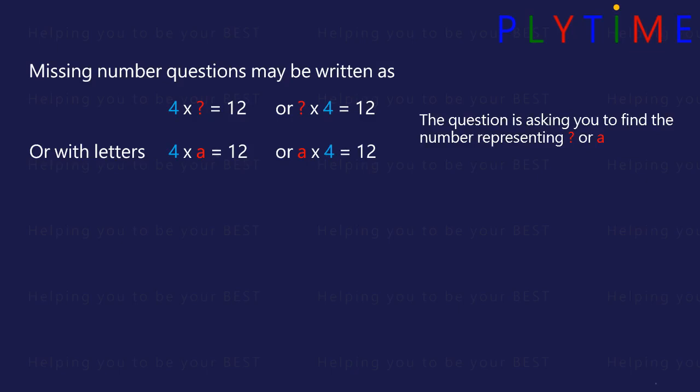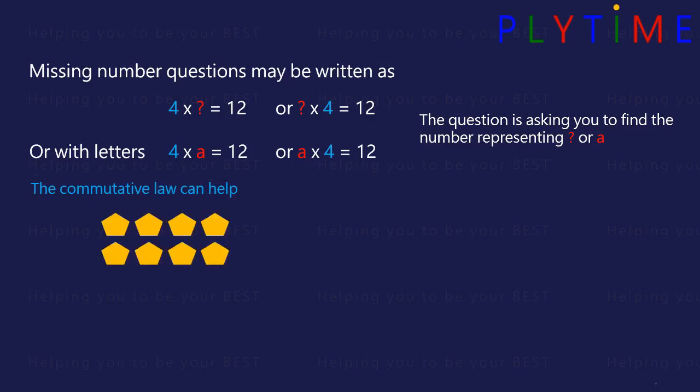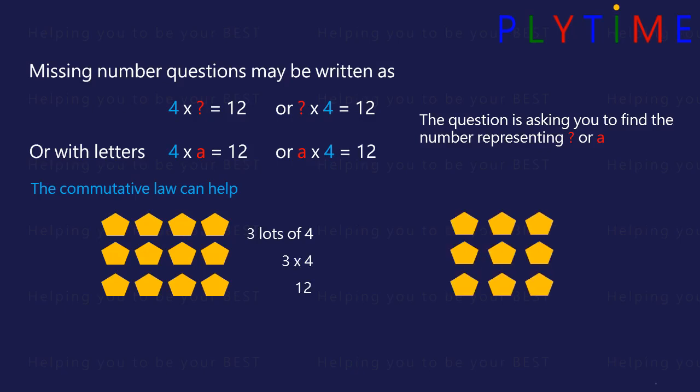The commutative law can help. Here we have 3 lots of 4. 3 times 4 equals 12. Here we have 4 lots of 3. 4 times 3 also equals 12.